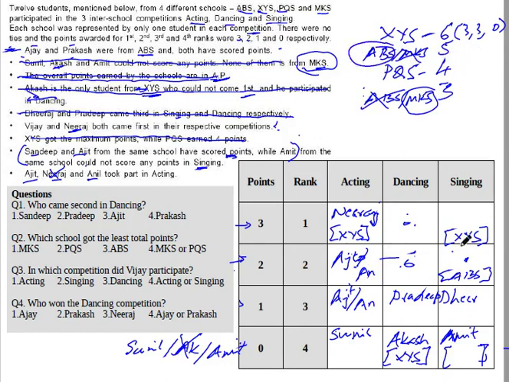Right? Now to get 5 points, you can have 2, 2, 1, or you can have 3, 2 and 0. But we know the MKS guy never finishes last. So he will be 1, 1 and 1. That's the only way to get this. So all these people are from MKS.